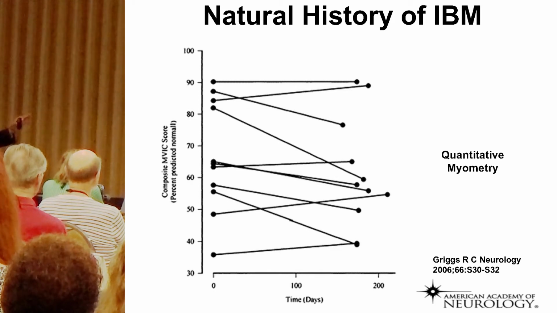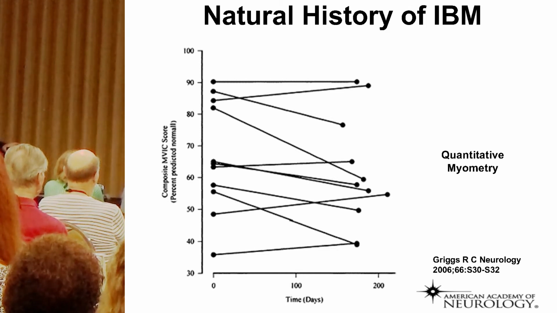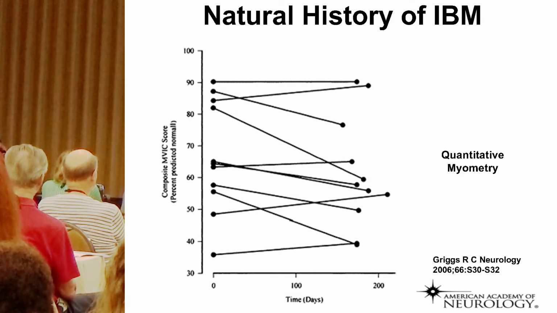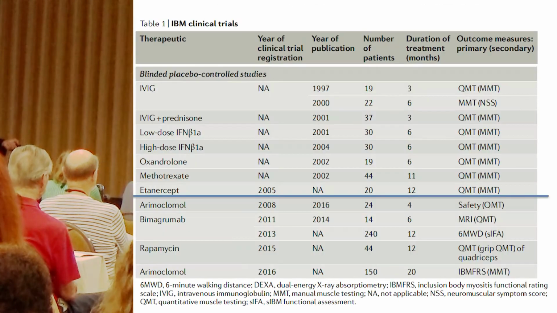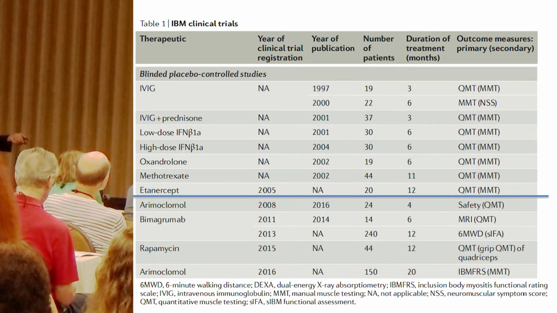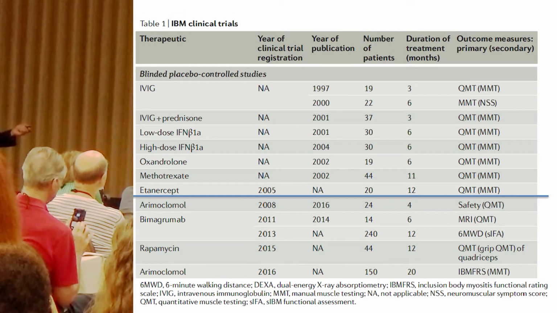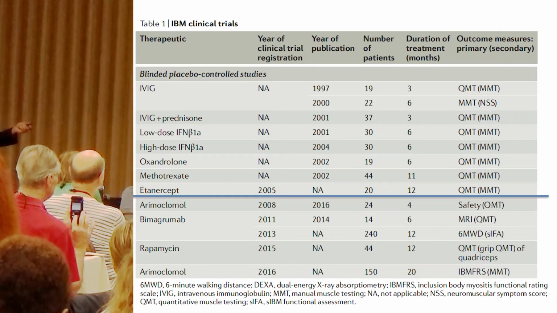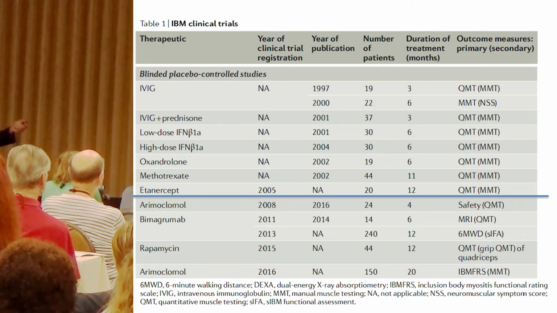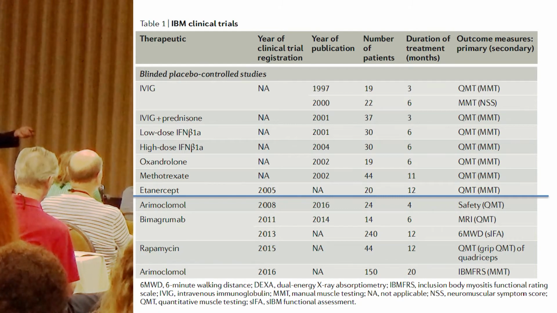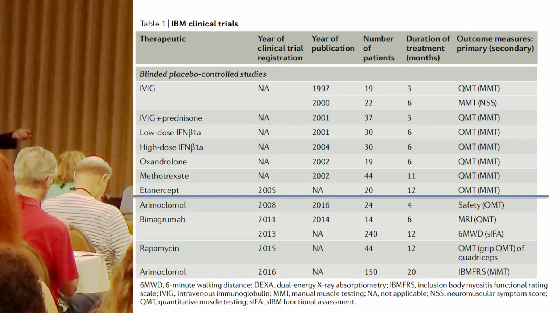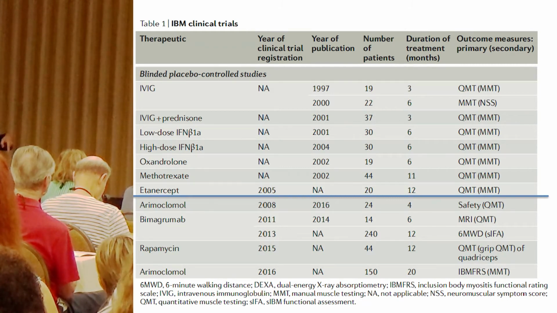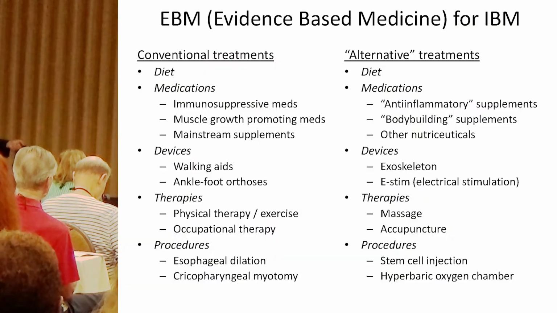So it's this slow progression and variable course of disease that makes knowing whether any treatment that we give is helpful so difficult. So here's a list of essentially every clinical trial that's ever been done in IBM. So you can see IVIG plus prednisone, methotrexate, etanercept. So all of the immunosuppressive drugs that have been tried have failed in clinical trials. And these are some newer ones that are in clinical trials now, which you'll hear more about in future sessions, and we'll also have a question and answer on that.